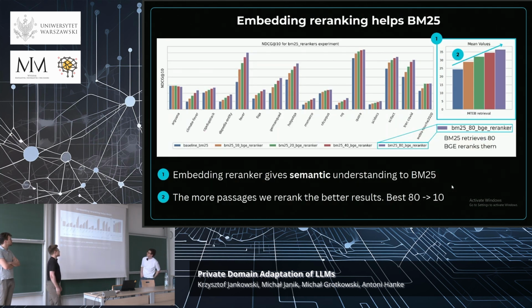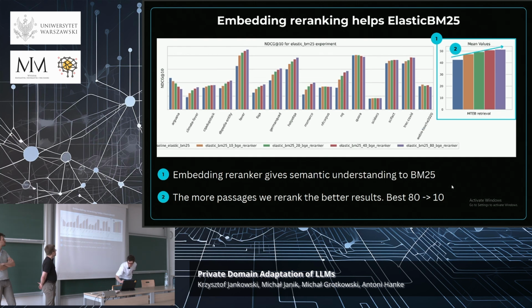Yes, and looking at the results of this BGE re-ranker, on this chart we have the baseline model BM25, and what happens when we retrieve more than 10 passages and re-rank them using this BGE re-ranker. What we can see on average is that the more passages we retrieve using BM25 and then re-rank them, the better our score overall gets. So the re-ranker actually works and improves the result. A very similar thing can be noticed with Elastic BM25, which is just a different implementation.